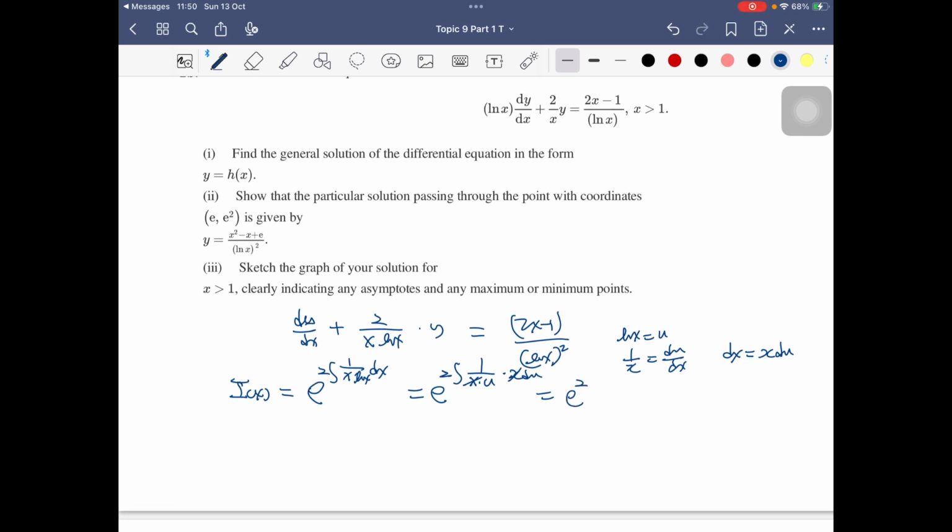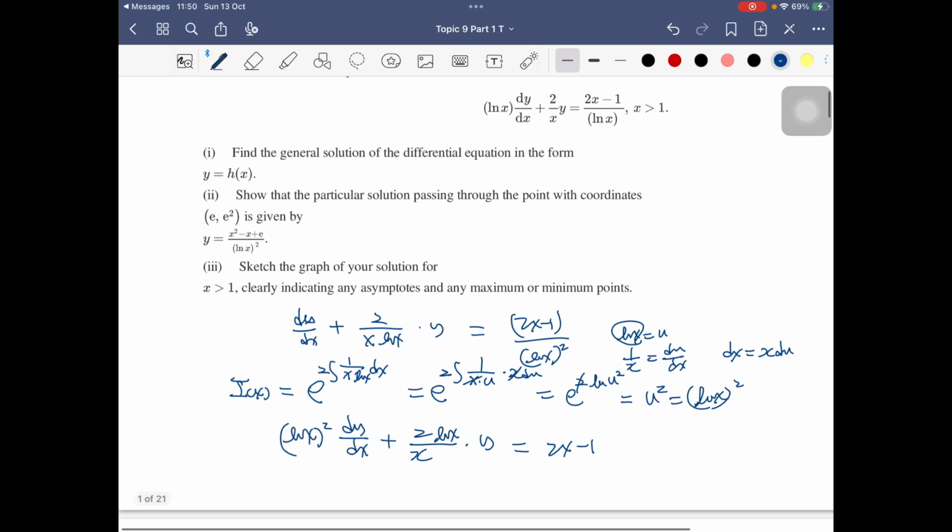So e to the power of 2 ln u, which is u squared. So this is u squared, but u is ln x. So (ln x) squared is the integrating factor. Let's multiply every term by (ln x) squared. So (ln x) squared dy/dx plus 2x ln x times y equals 2x minus 1.